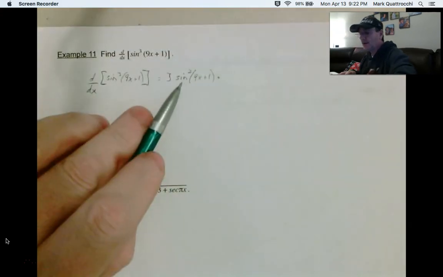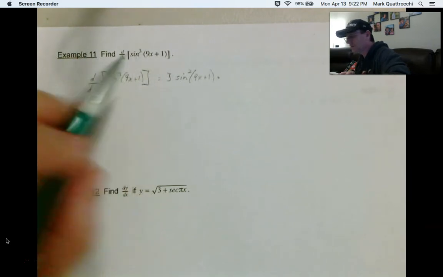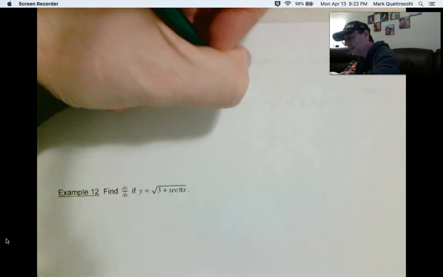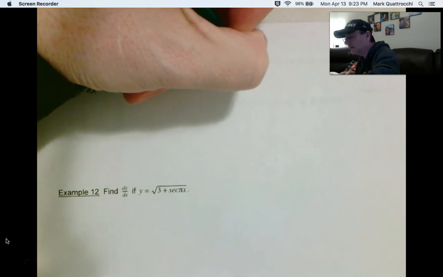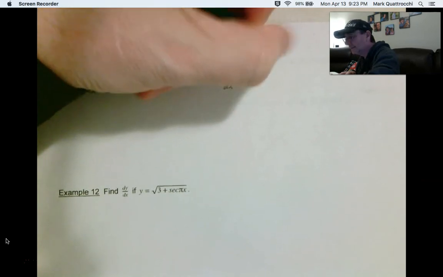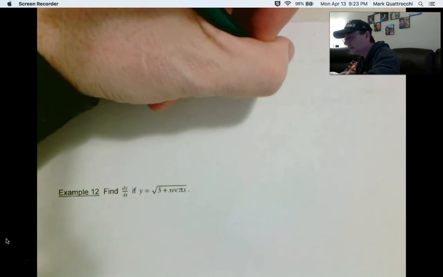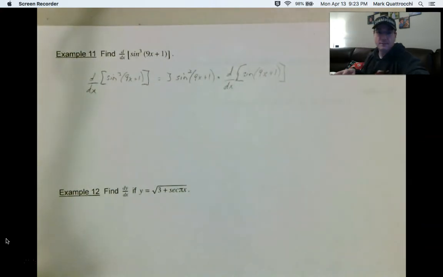times. The next function down is the sine function. So the derivative of the sine function is the cosine function. So I'm going to write that. dx of sine 9x plus 1. I'm going to do it in stages. You don't have to do this in stages, but just to illustrate, I'm going to do this in stages.